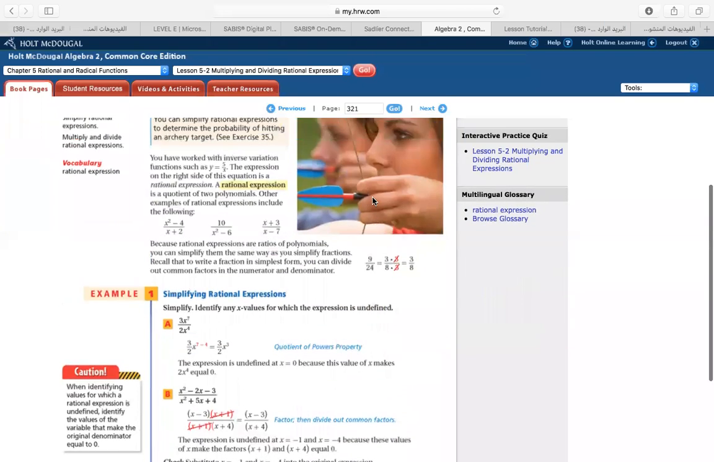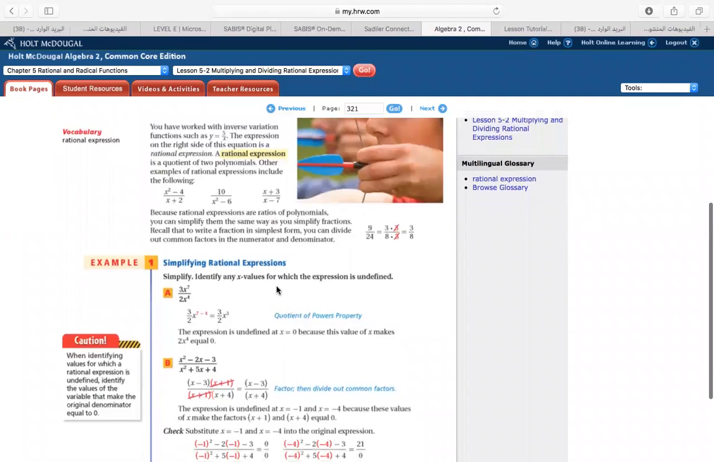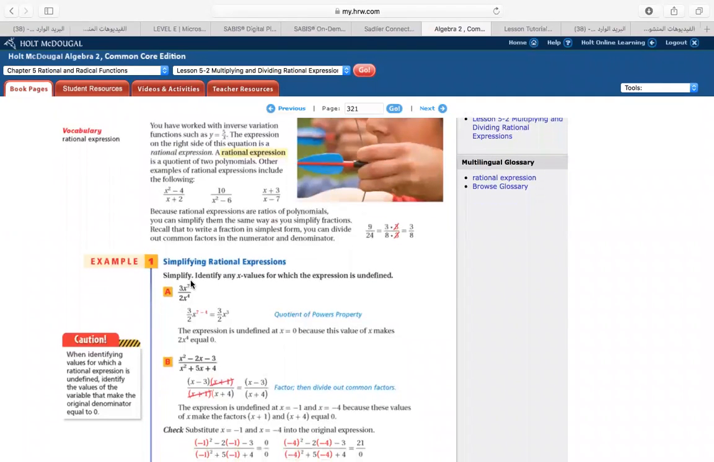Yesterday, we introduced rational expressions. A rational expression is a quotient of two polynomials. Other examples of rational expressions include x squared minus 4 over x plus 2, 10 over x squared minus 6, and x plus 3 over x minus 6. To simplify rational expressions, we simplify and then identify any x values for which the expression is undefined.